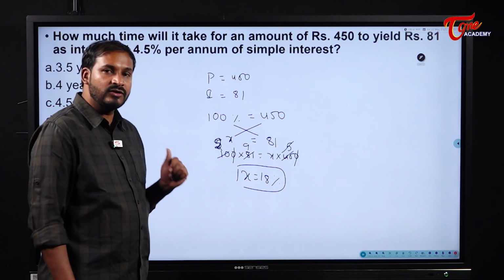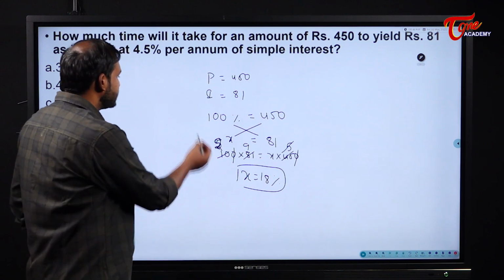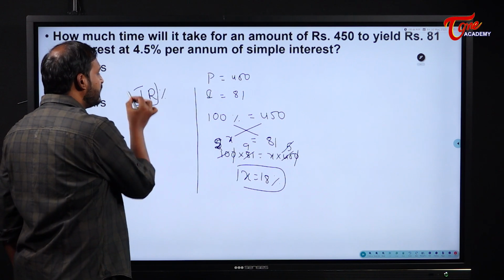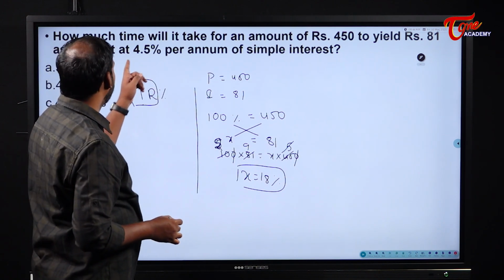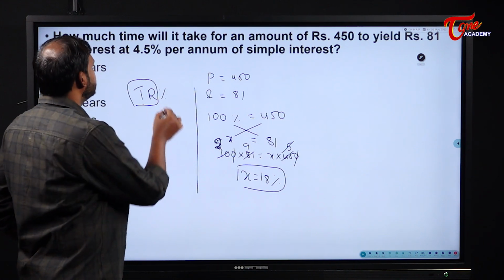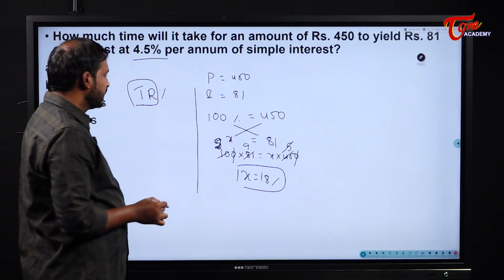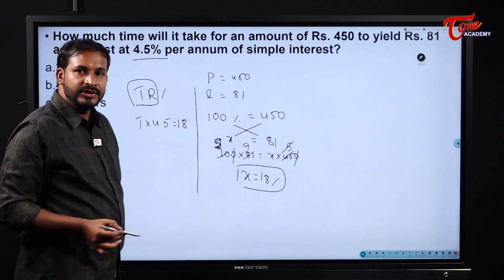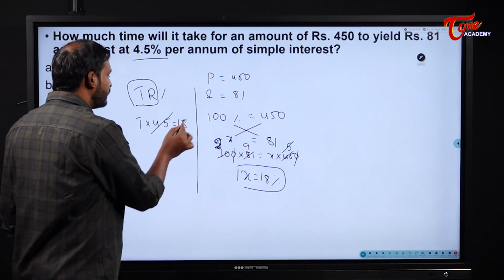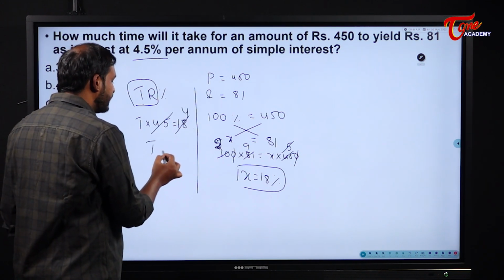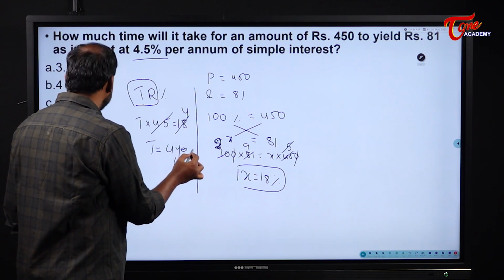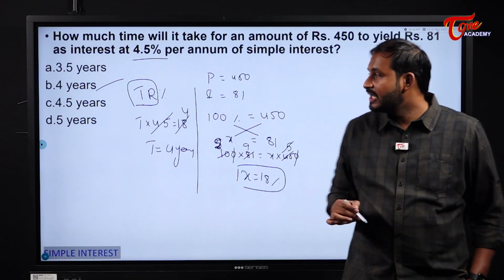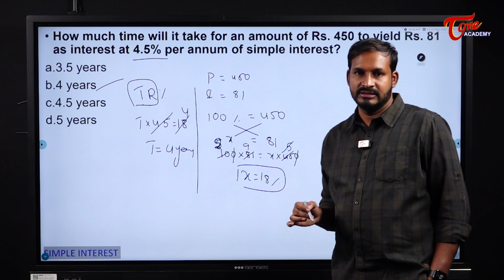This 18 is equal to nothing but TR. What rate of interest have they given us? 4.5%. That means T into 4.5 is equal to 18. 4.5 ones, 4.5 fours. So what is the time period here? 4 years. 4 years is the time period for us in this case.